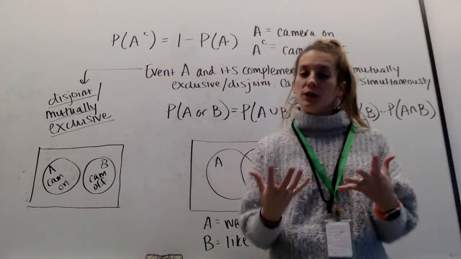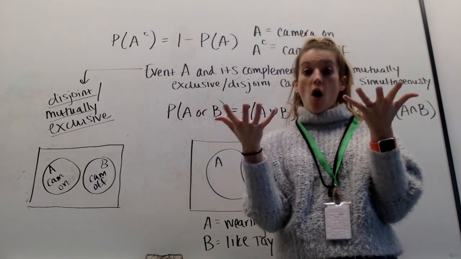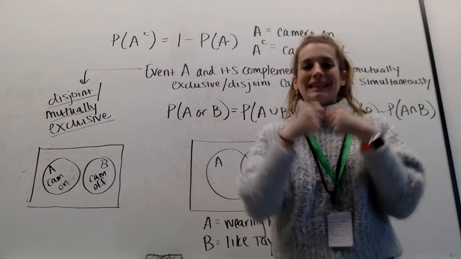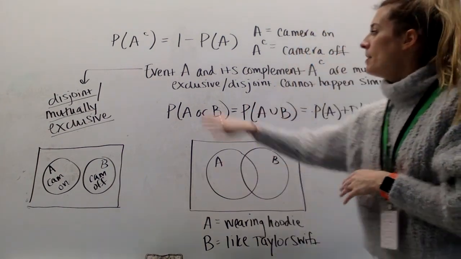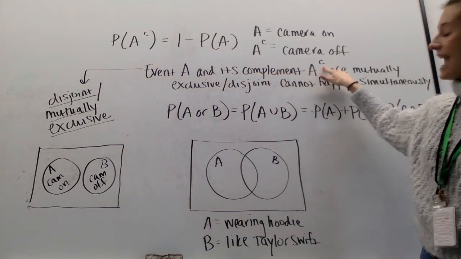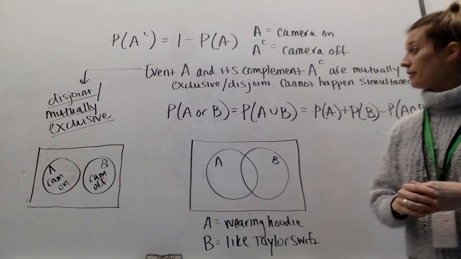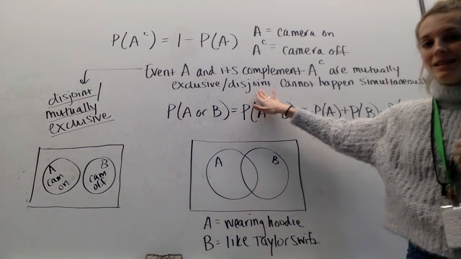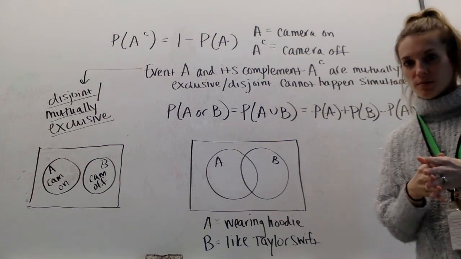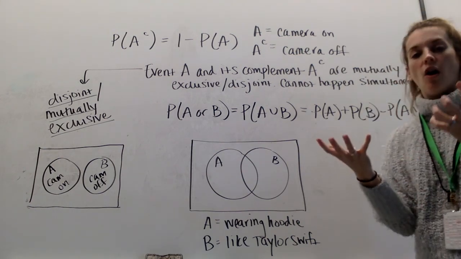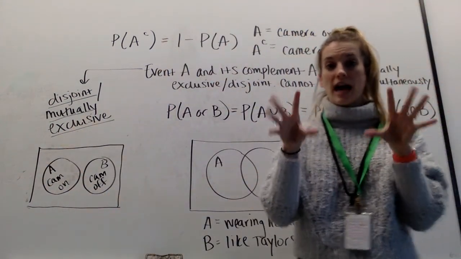Somebody in F block asked a really good question. So event A and its complement, are they always mutually exclusive? And yes, they are. I actually had to Google that, so I love that question. Event A and its complement, A superscript C, are always mutually exclusive or disjoint, which means that they cannot occur simultaneously. You cannot be a student in my Zoom and have your camera both on and off at the same time. And this is a visual, a Venn diagram of that scenario.